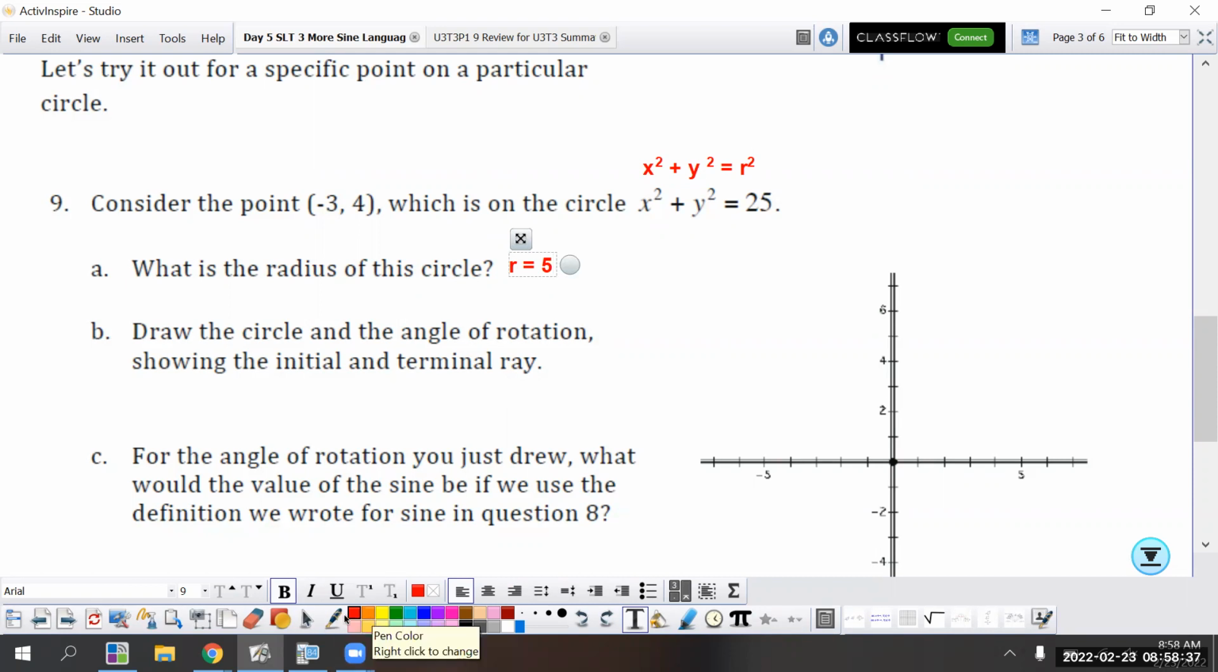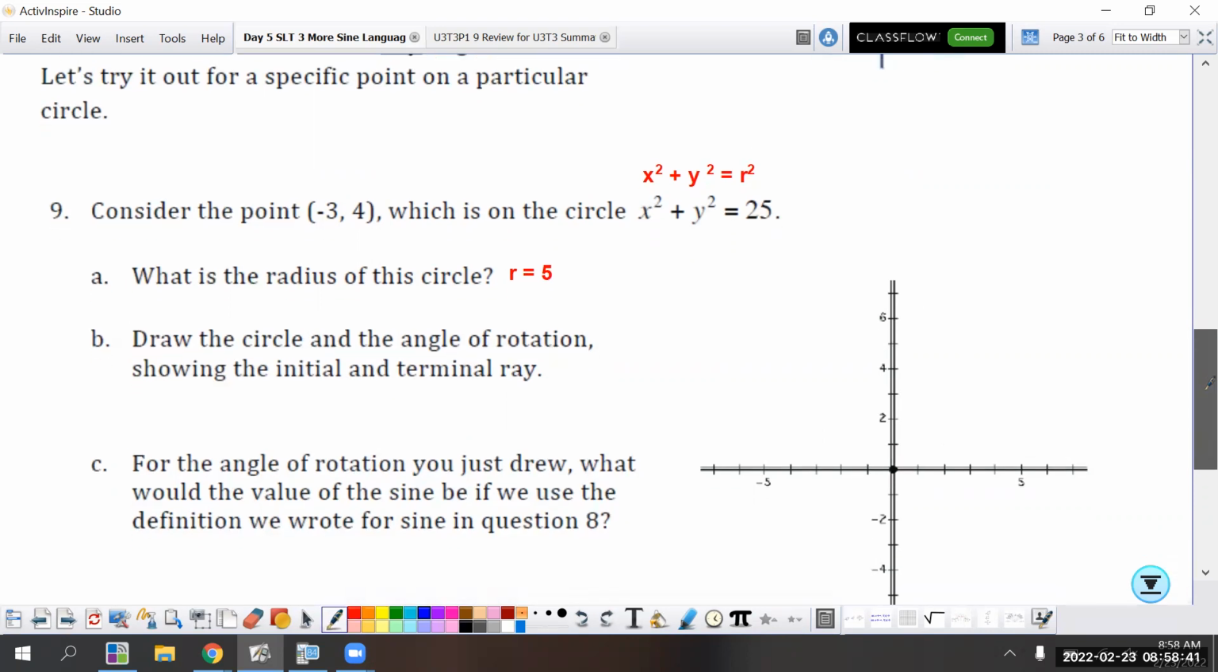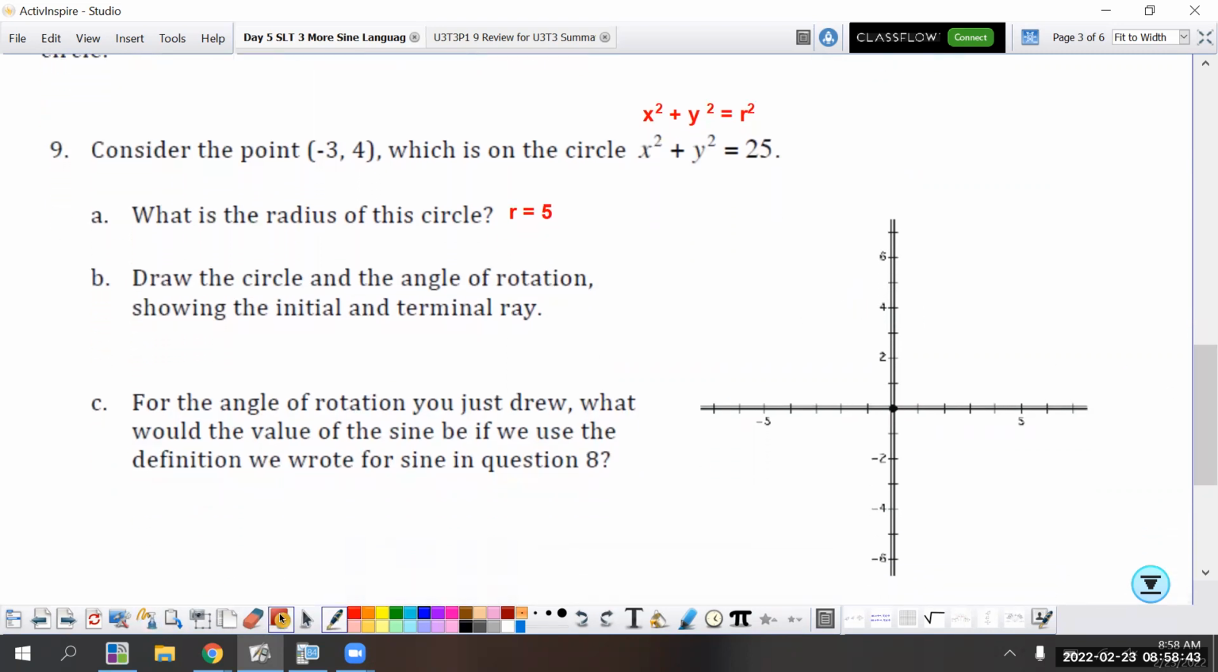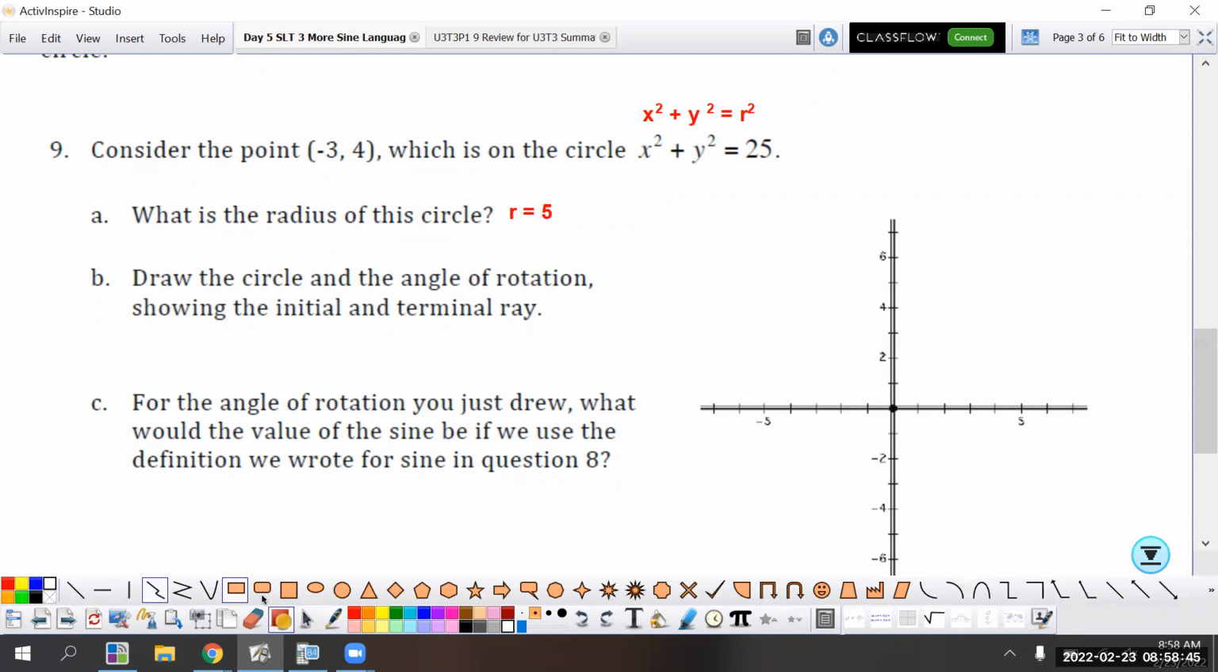So let's draw that circle. Put a point on your grid at every 5 on all the axes. I'm going to use my circle tool.